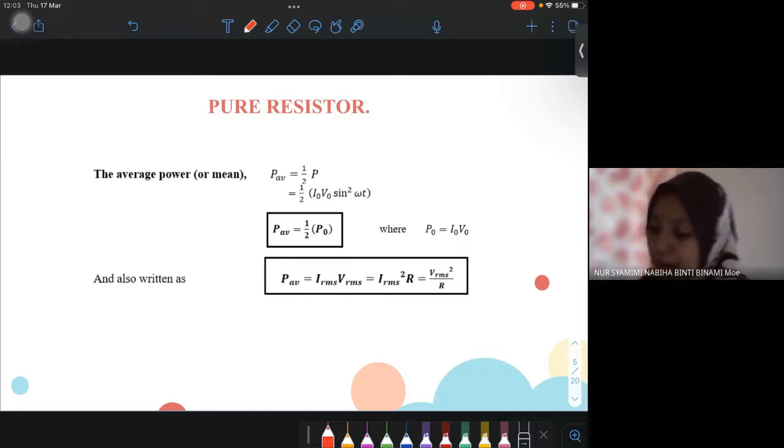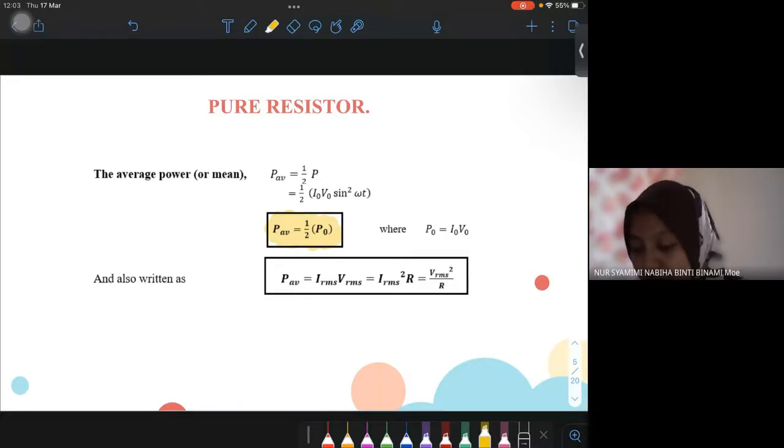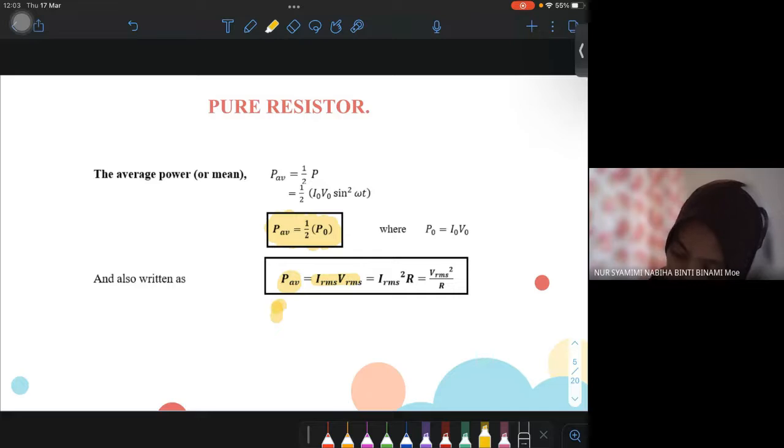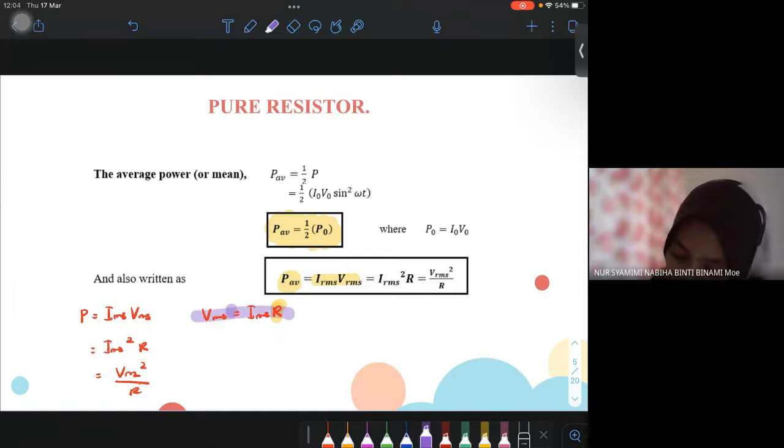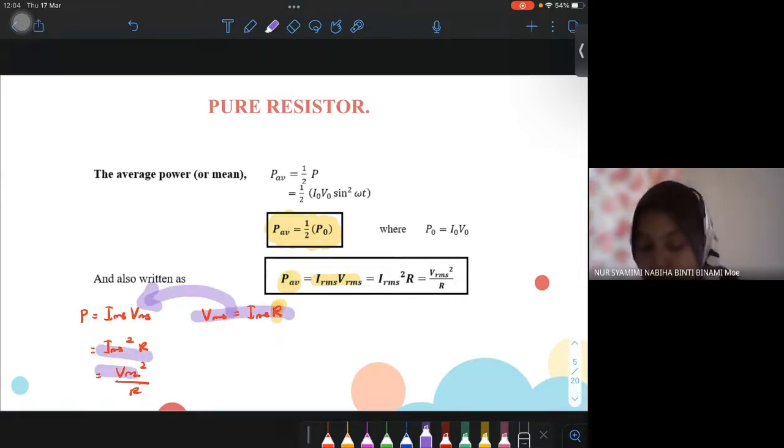So average power ialah average, mestilah bahagi 2. So P average is equals to maximum divided by 2. Okay. So and P average also is written as P is equals to IV. So V is equals to IR. P equals to I RMS, V RMS. Dan V RMS is equals to I RMS R. So kita just ubah sahaja, kita akan dapat I RMS square R dan equals to V RMS square over R. Kita just gantikan equation dalam ni. So kita akan dapat another two equation. Okay. So itu ialah untuk pure resistor.